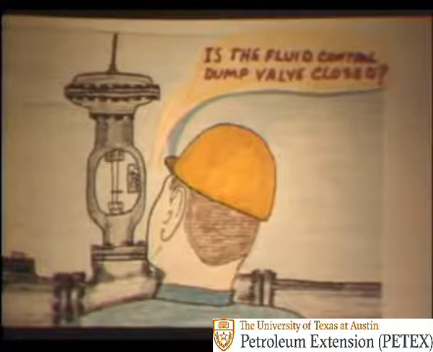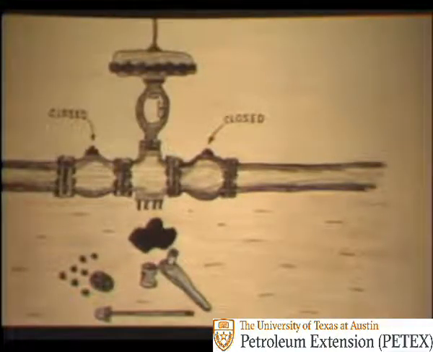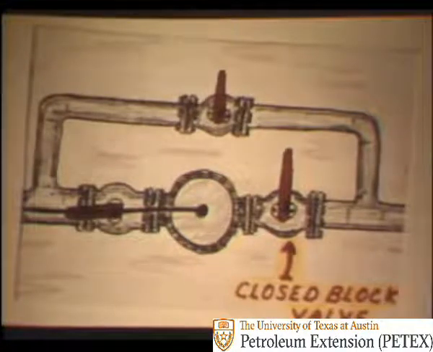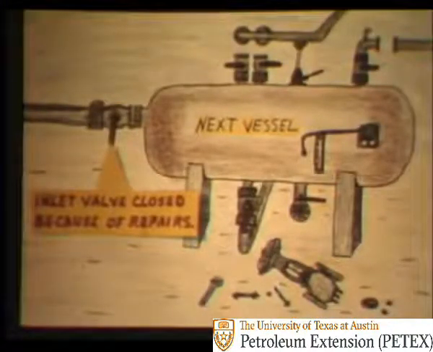1. Check to see if the fluid control dump valve is closed. If it is not closed, but there is no flow going through it, 2. The fluid control dump valve might be plugged with sand or sludge. Or 3. One of the fluid control dump valve block valves could be closed. Or 4. The inlet valve to the next vessel could be closed.